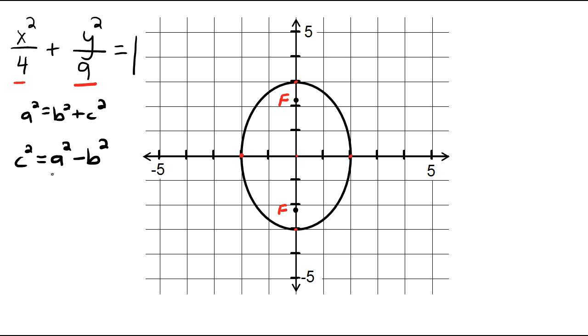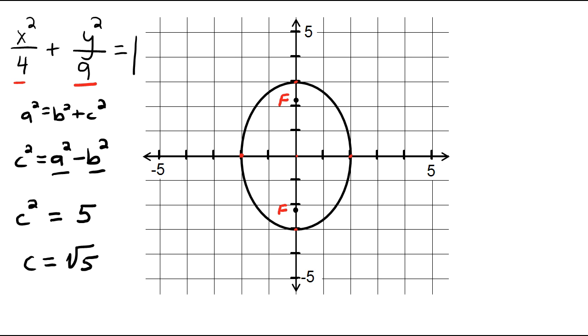Now remember that a squared and b squared are these numbers here. So a pretty quick way to go about this is c squared is going to be the difference of these two numbers. Take the largest one minus the smallest one. 9 minus 4 is 5. So that means c squared equals 5, because that's a squared minus b squared. That means c equals the square root of 5.